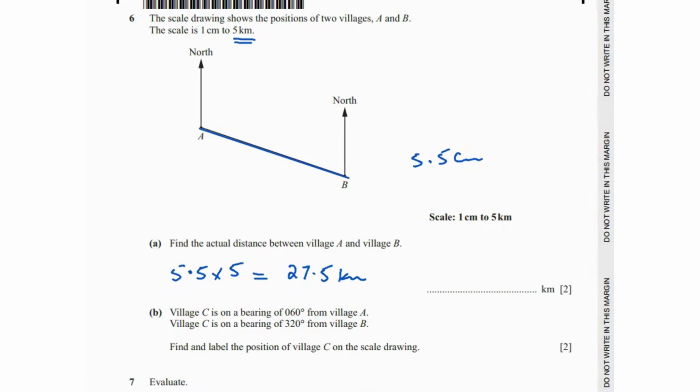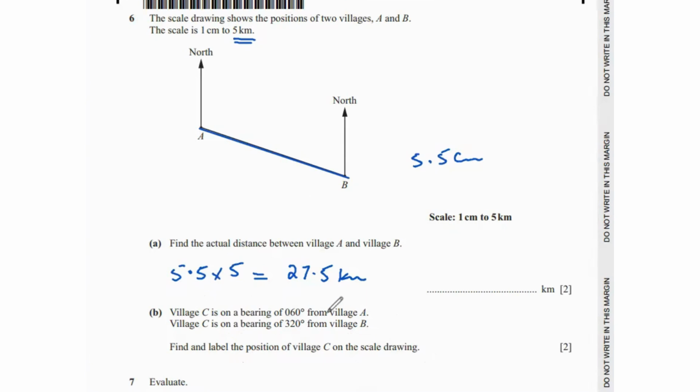Then it says village C is on a bearing of 60 degrees from village A, and village C is on a bearing of 320 degrees from village B. Find and label the position of village C on the scale drawing. For this, you need your protractor because they want the exact position and they've given us the angles. You cannot just assume where each angle would be and then just make a position of C randomly. We have to use a protractor.